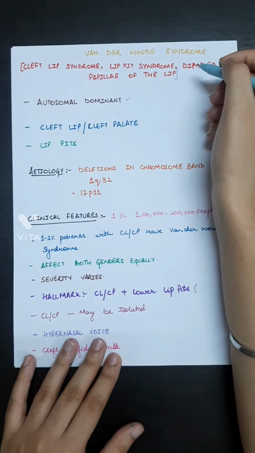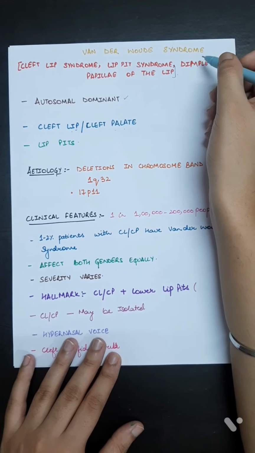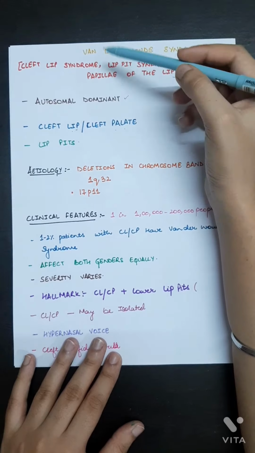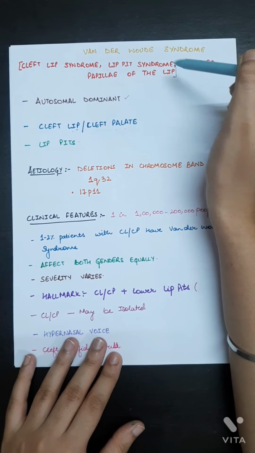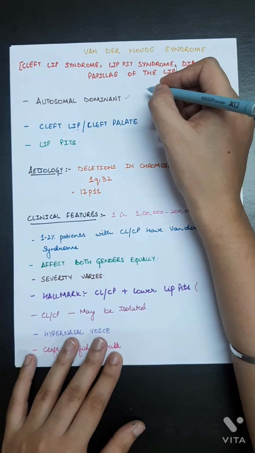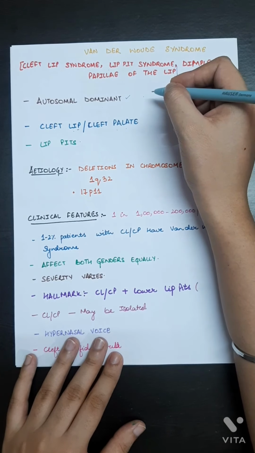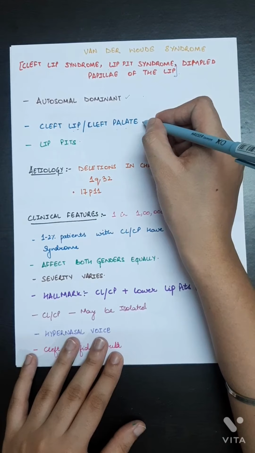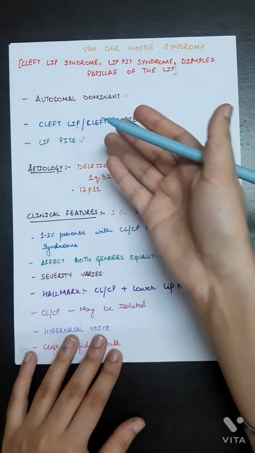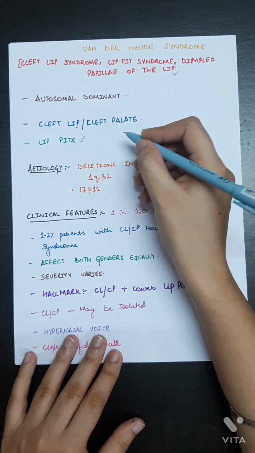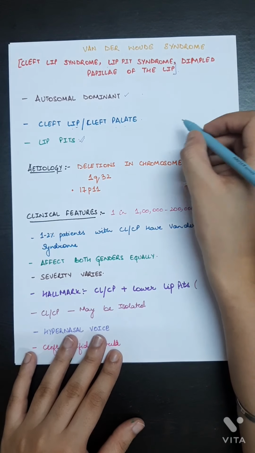Hey all, today we are going to discuss van der Woude syndrome, which is also known as cleft lip syndrome, lip pit syndrome, dimpled papillae of the lip. It is basically an autosomal dominant syndrome in which cleft lip or palate is there and lip pits are present, right? These are the pits which are present on the vermilion surface of the lip.